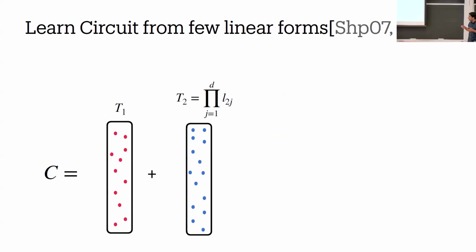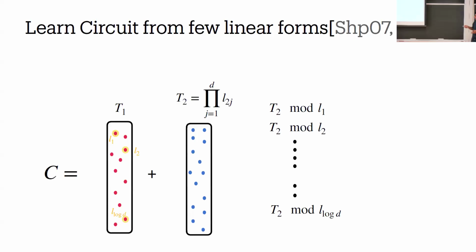So our goal right now is to learn the circuit from the few linear forms we have. Let's say someone gave us a linear form L1 that happens to be a factor of T1. We have black box access to C, so we can get black box access to C mod L1, where the gate T1 will vanish, and we basically have access to T2 mod L1. And let's say instead of just L1, someone gave us L2 and basically log D independent linear forms.